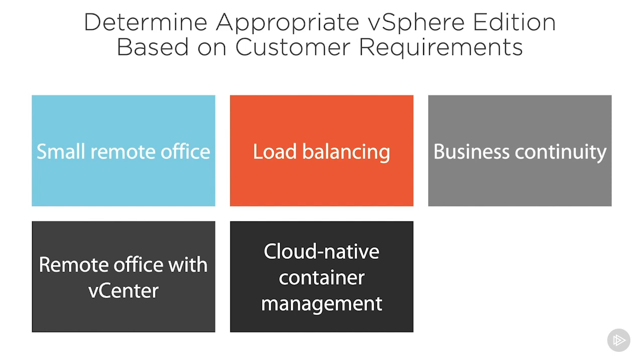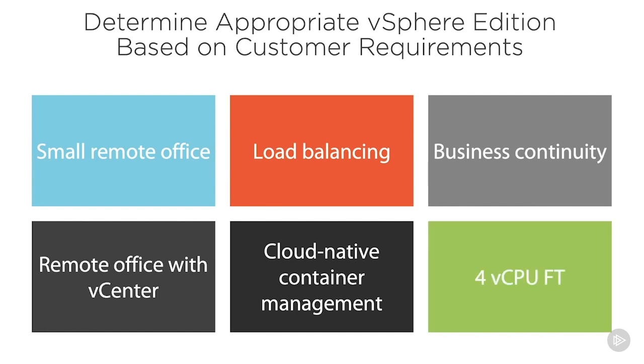The answer, of course, is vSphere with Kubernetes, which is going to require VMware Cloud Foundation. And then last question here, what if we have a location, it's a data center that has a critical virtual machine that requires VMware Fault Tolerance with 4 vCPUs. There's 4 vCPUs on that virtual machine. Which version of vSphere should they choose?